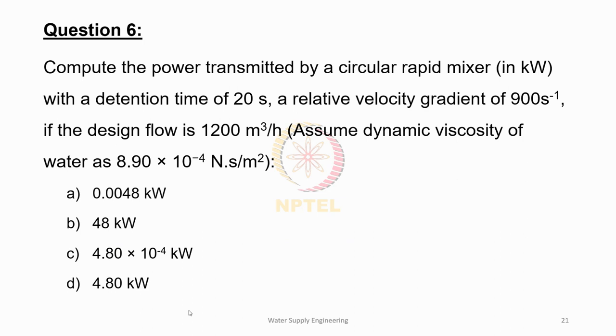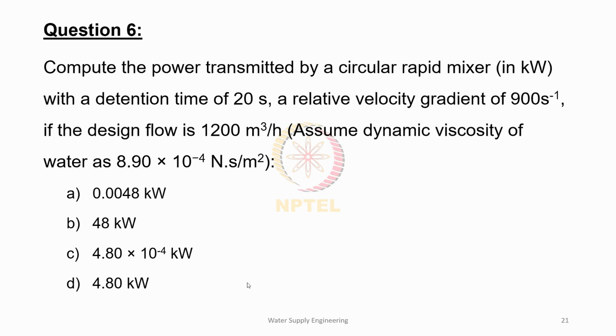Question number 6. That is a problem. Compute the power transmitted by a circular rapid mixer in kilowatt with a detention time of 20 seconds, a relative velocity gradient of 900 per second, if the design flow is 1200 meter cube per hour. Assume dynamic viscosity of water as 8.90 into 10 raised to minus 4 Newton second per meter square.